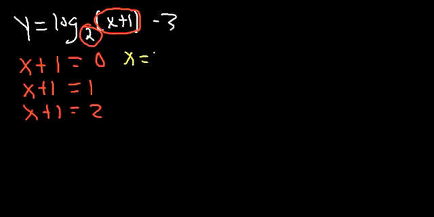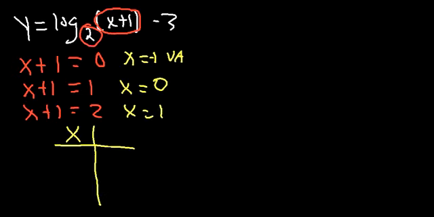So the first one, we get x is equal to -1. That's the vertical asymptote. The next point, we get 0, and here we get 1. So let's make our table with these 2 points, 0 and 1. If you plug in 0 for x, you get 0 plus 1. Log of 1, regardless of what the base is, is always 0. So you have 0 minus 3, which is -3. If we plug in 1, 1 plus 1 is 2. So we have log base 2 of 2. The 2's cancel and it gives you 1. And 1 minus 3 is -2. So that's why I chose those numbers, because you get nice whole number integers to deal with, which makes it easier to graph.